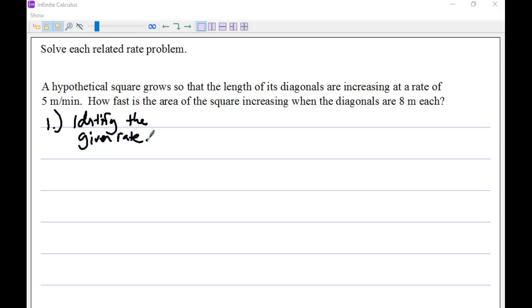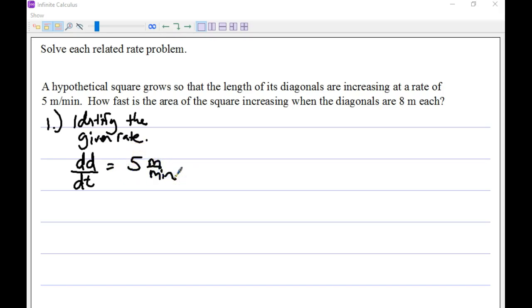So let's read it. A hypothetical square grows so that one of the lengths of its diagonals are increasing at a rate of 5 meters per minute. How fast is the area of the square increasing when the diagonals are 8 meters each? All right, so first thing we're going to do is write down the given rate. The given rate is the diagonal, right? So the rate of change of the diagonal, we're going to call that dD/dt. The rate of change of the diagonal with respect to time is 5 meters per minute.